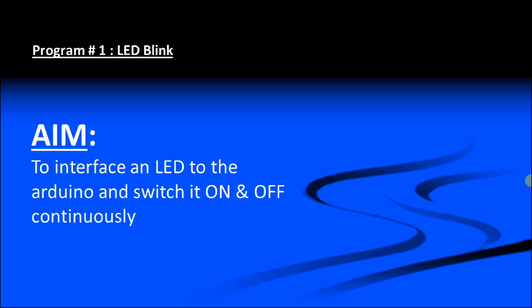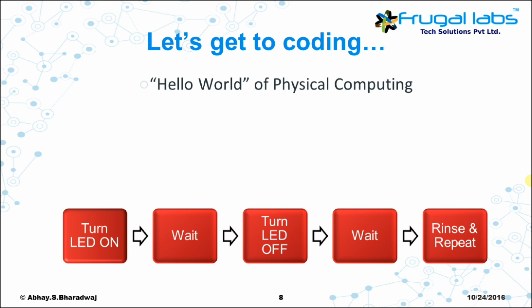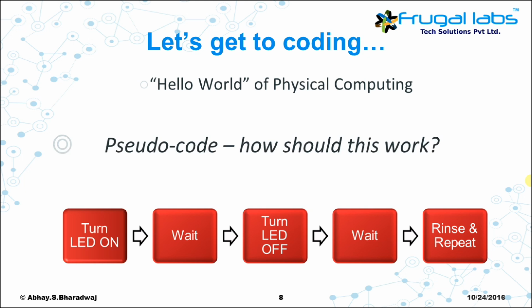We'll start with program number 1, that is LED blink. The aim of this program is to interface a LED to the Arduino and switch it on and off continuously. So let's get coding. LED blink is also called the hello world of physical computing. The pseudocode is as follows. You have a LED, you want to turn it on, wait for some time, turn it off, wait for some time, and repeat the entire process. So this entire thing is called LED blink.